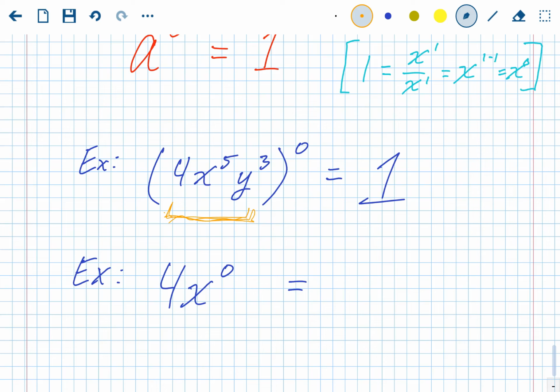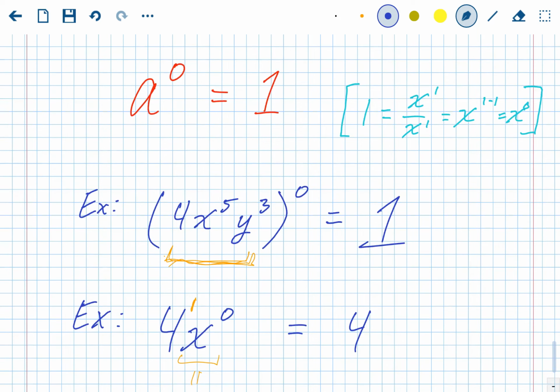Remember, numbers are being raised to powers too. The 4, and we don't write it like this, but 4 is being raised to the first power. It's 4 to the first power times x to the 0 power. The 4 is not being raised to the 0 power, only the x is. So only the x equals 1. Then you're just left with 4 to the first power, which is just 4 times 1.